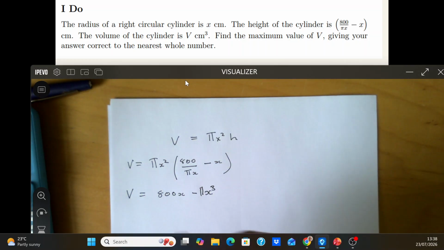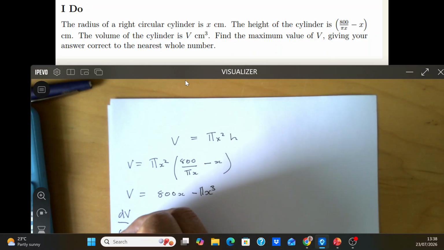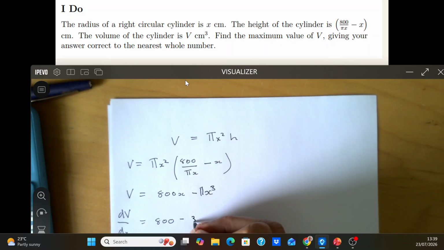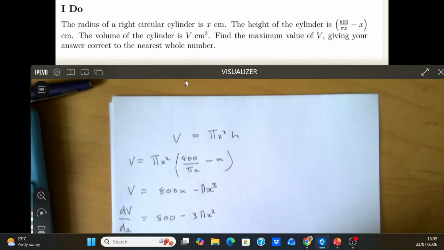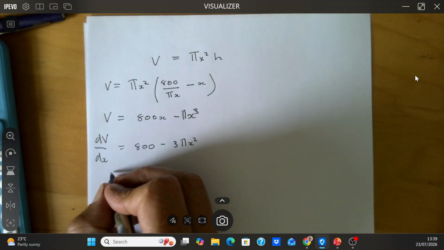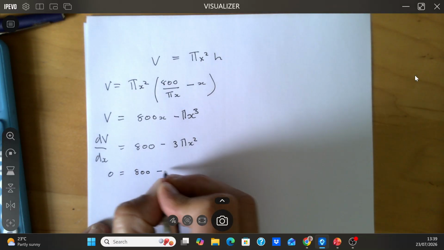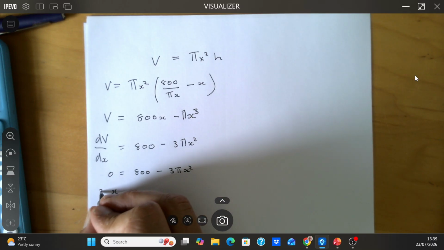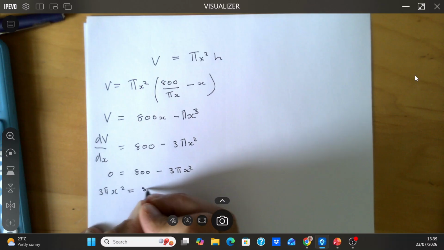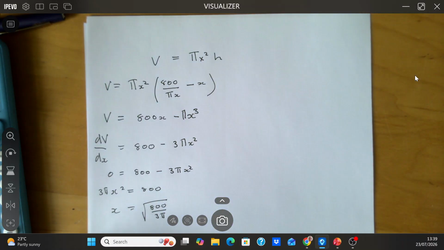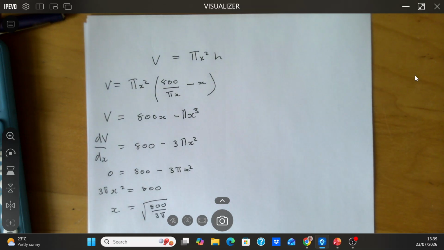We want the maximum volume, so we're going to differentiate to find the maximum. So 800 minus 3 pi x squared is our maximum. I'm just going to make this bigger. 0 equals 800 take 3 pi x squared. So 3 pi x squared equals 800. Make x the subject on its own. Brilliant. Done. So I've now worked out what x is.